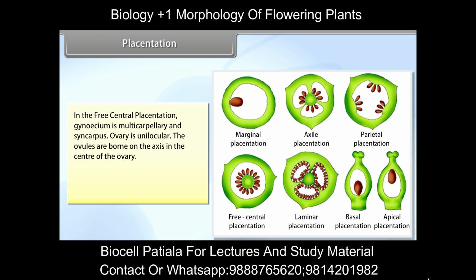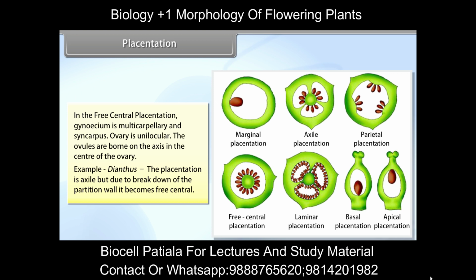Ovary is unilocular. The ovules are borne on the axis in the center of the ovary. Example: Dianthus. The placentation is axile, but due to breakdown of the partition wall, it becomes free central.